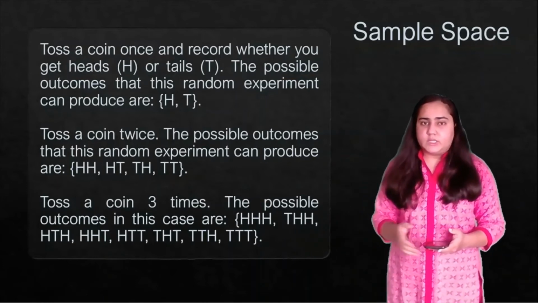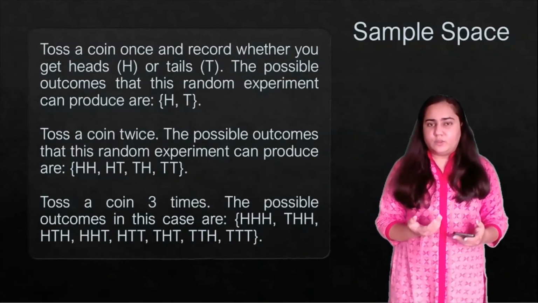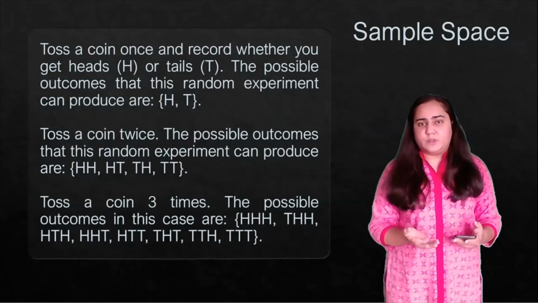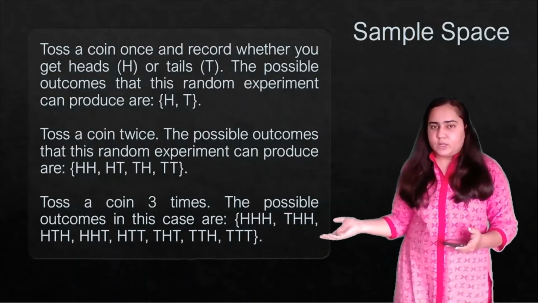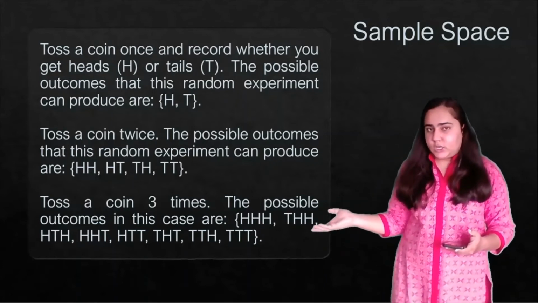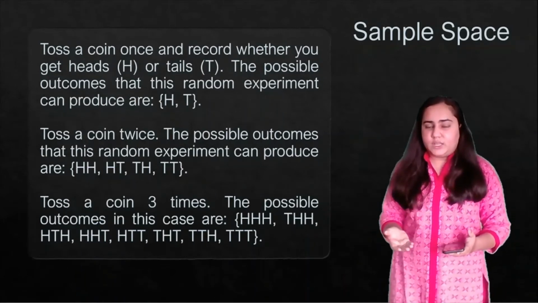The third possibility is you are tossing one coin 3 times. Now, what are the possible outcomes? These are the possible outcomes. You can have H, H, H, all the 3 times you got heads.